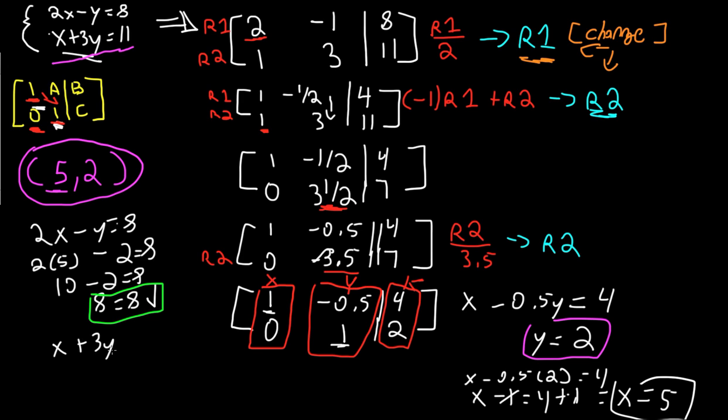It should be correct. I'm just going to go ahead and do it. x plus 3y equals 11. x is 5, y is 2. 5 plus 6 equals 11. Is 5 plus 6 equal to 11? Yep, 11 equals 11. And that's a check. So our solution, our ordered pair, is correct.